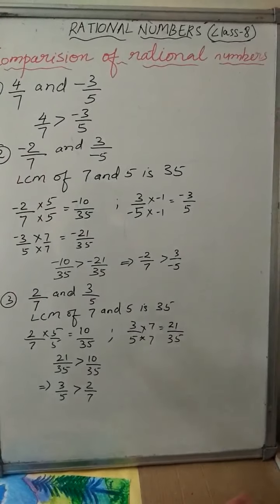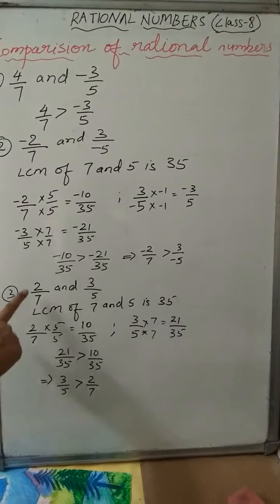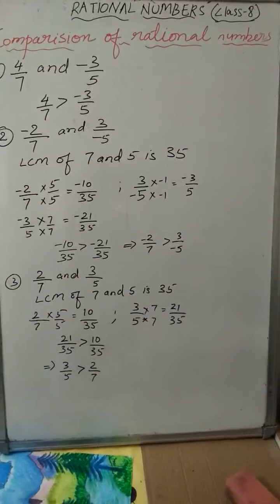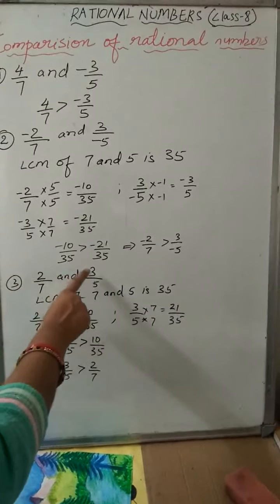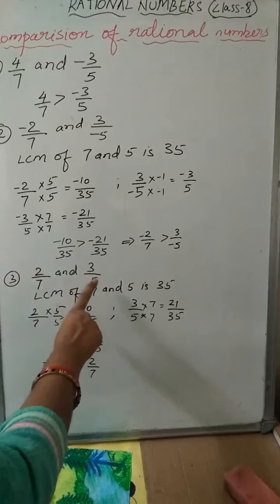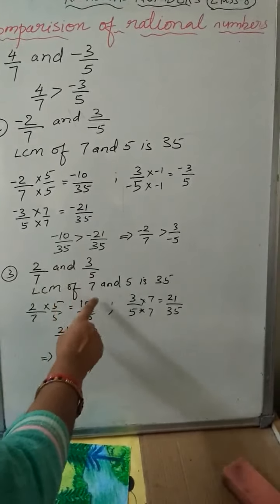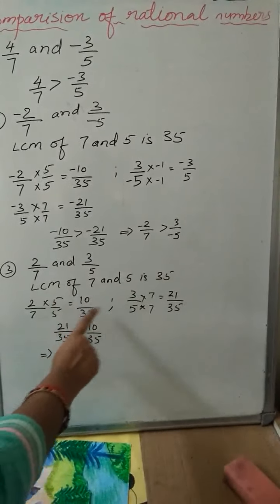Now the same example I have taken, but with rational numbers with a positive sign. 2 by 7 and 3 by 5, both are carrying a positive sign. Again the process is the same. LCM of denominators, that is 35, make equivalent fractions.